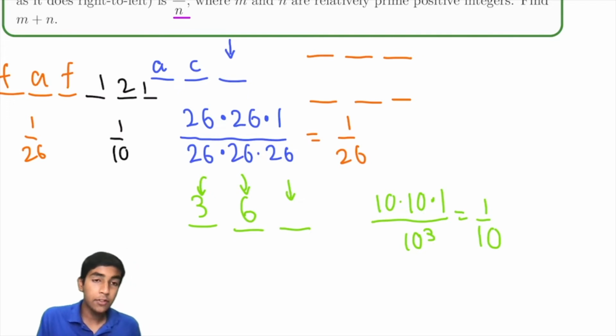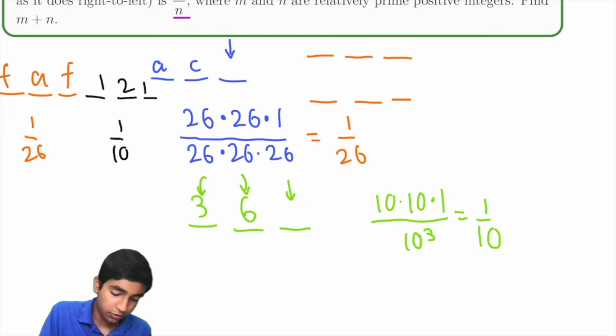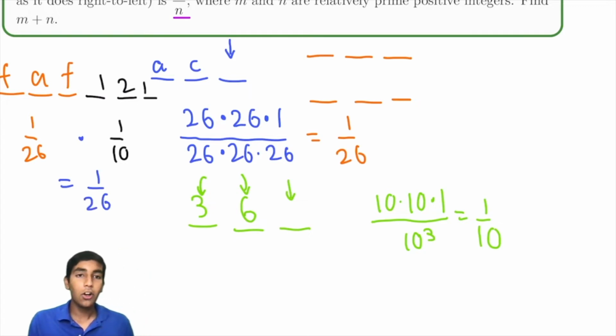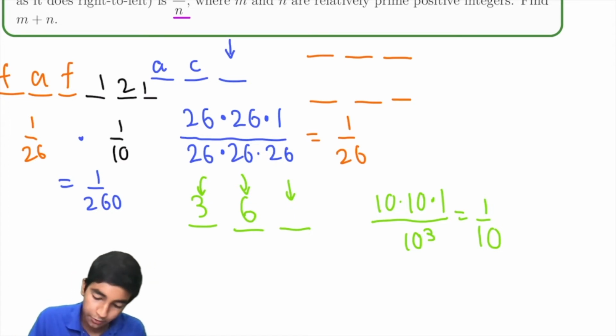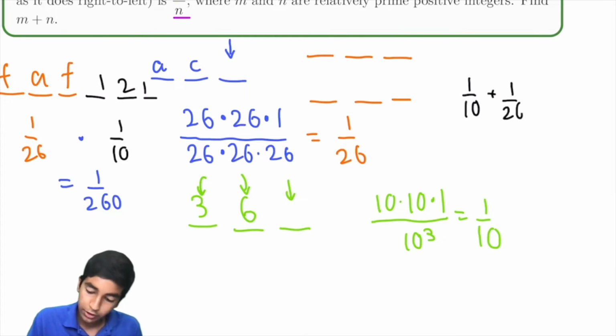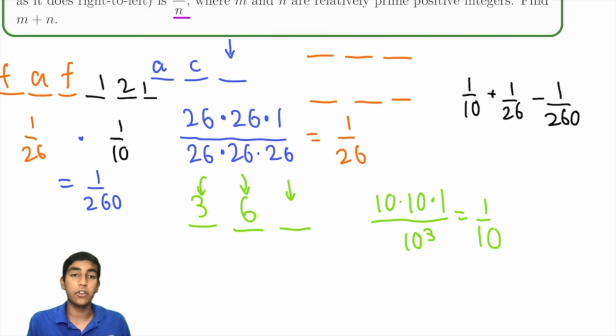So the probability that they're both palindromes is 1/260. Okay, so now how do we get the final answer? Well, from here, all we do is 1/10 plus 1/26 minus 1/260, right? Because we're subtracting the intersection, just like I showed with the Venn diagram earlier.